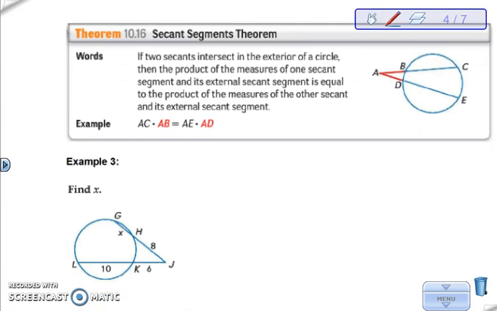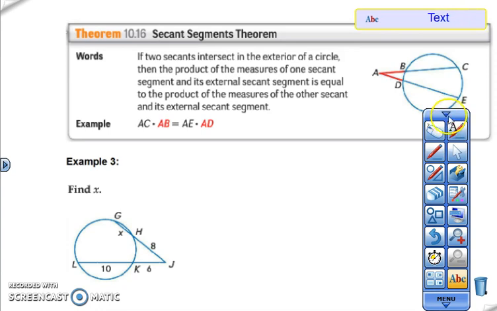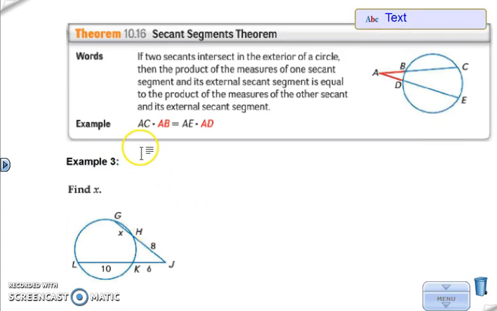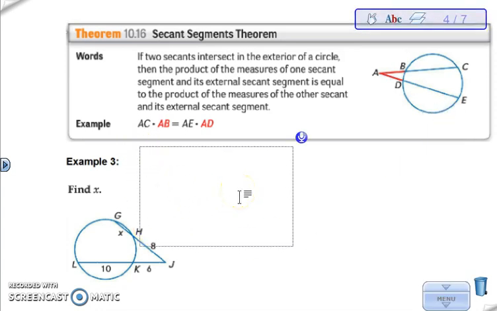Alright, so our next theorem is going to talk about what happens when you have two lines intersecting outside of the circle. So unlike the chords that intersect on the inside, when the lines meet on the outside of the circle, instead of multiplying the pieces of the line, we're going to multiply the outside section times the total length of each segment.